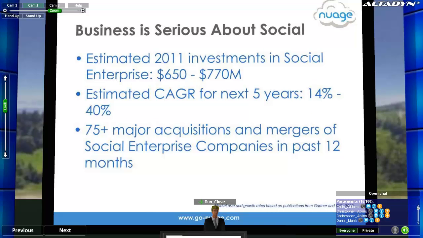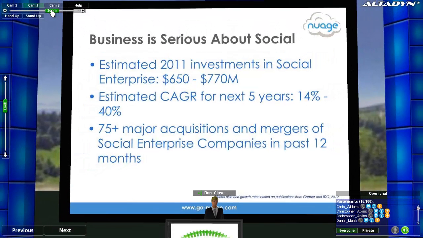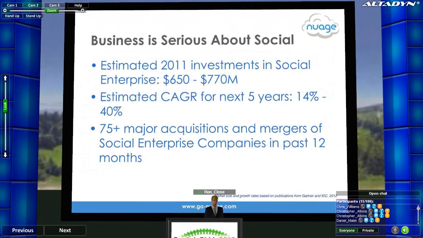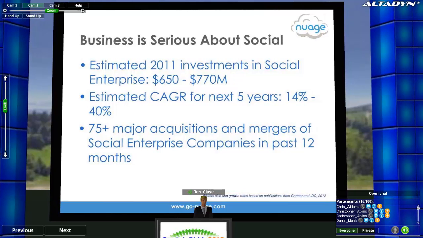And the last thing I want to leave you with is, if there's any doubt about the seriousness of investment, Stan had a great number in there. He showed a number from, I believe it was IDC, showing a 42% growth in social enterprise investment. We've seen the same thing in 2011. It started to really take off in terms of the amount of spending in social enterprise, going up to around $750 million per year.